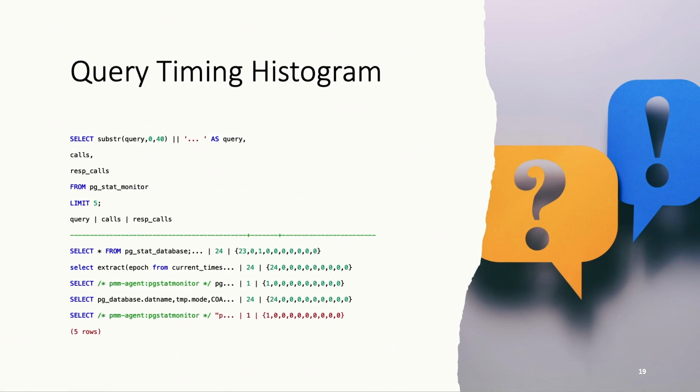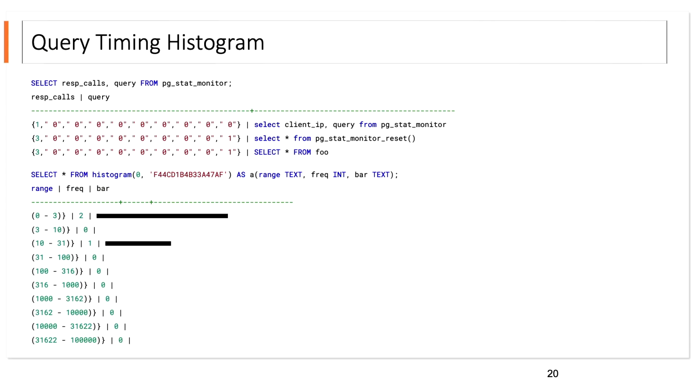And next, we show you the exact statement line. Here you can see the frequency: it shows that this query, at 0 to 3 millisecond, runs 2 times. And here, at 10 to 31 millisecond, it runs 1 time. Like this, you can see the frequency of that query.